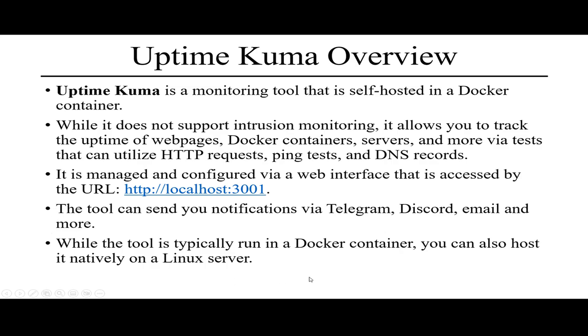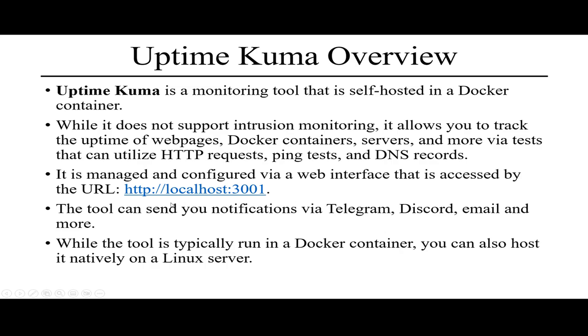Now we're not going to teach Monit or Nagios in the sense of actually implementing them in this class, but there is Uptime Kuma, which we are going to use. It's a simple monitoring tool that is self-hosted in a Docker container. It doesn't support intrusion monitoring, but it does allow us to track the uptime of web pages. Basically, all it's for is to track uptime, hence the name. So it checks if web pages, Docker containers, servers, and other things are up and running. It does this with tests, such as HTTP connection tests for websites, ping tests for hosts, and even DNS records it can check for.